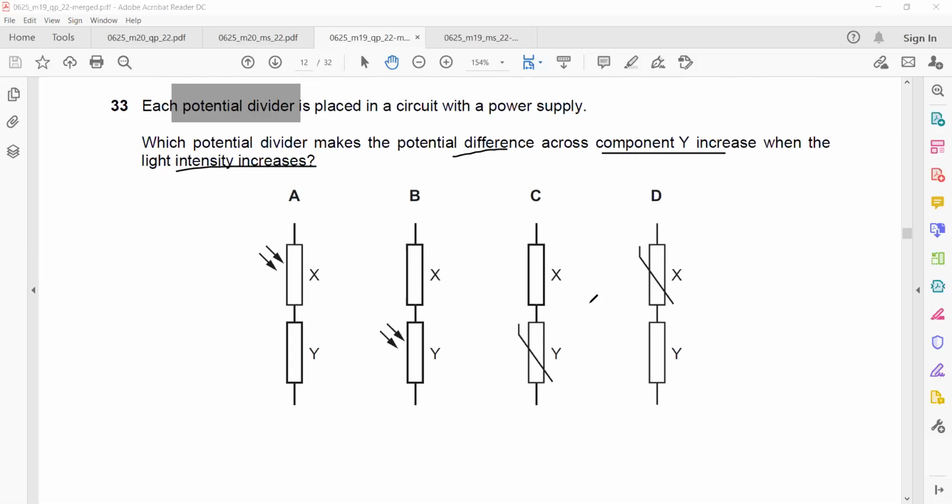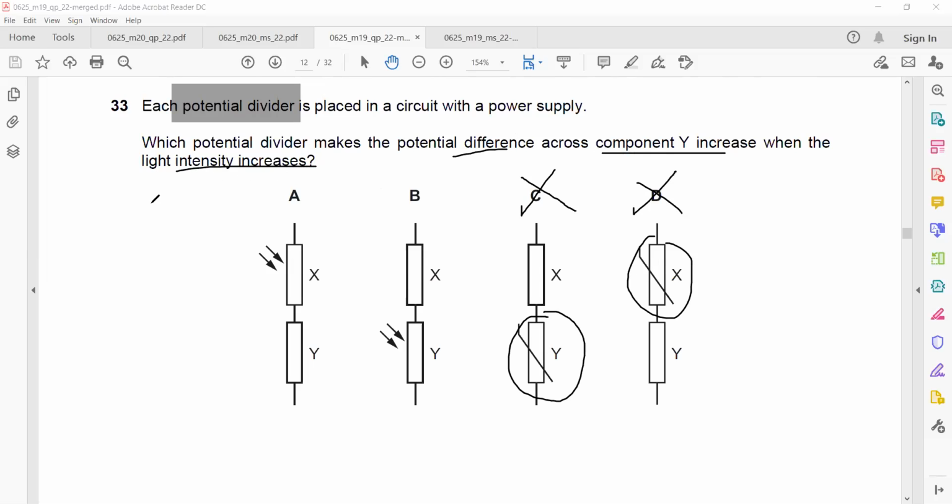So basically, it should work with light. So C and D cannot be an answer. Why can C and D not be an answer? You can see it's a thermistor. Thermistor, okay, it only works with temperature. It does not work with light.